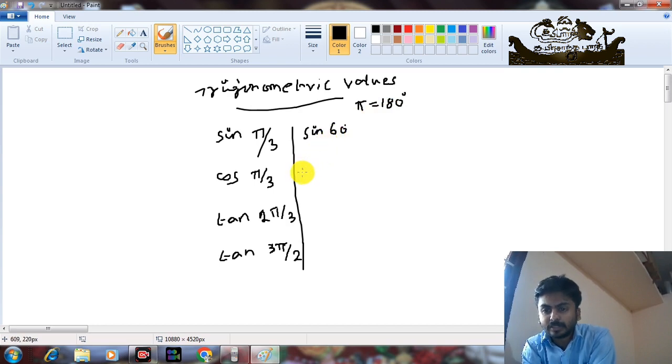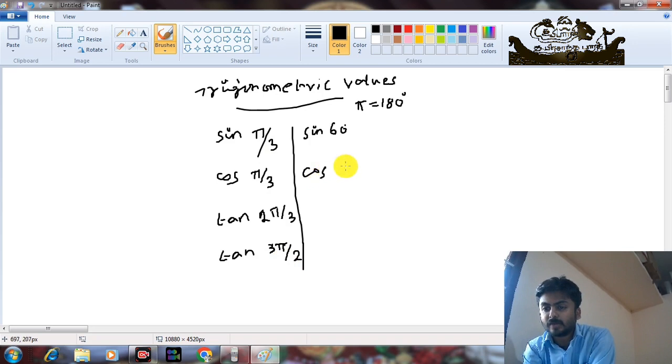So in trigonometry we are having two terms, one is radian and another one is degree. If you are taking it as radian, we will say sin pi by 3, cos pi by 3, tan 2 pi by 3 and tan 3 pi by 2. Whereas in degrees we will mention it as sin 60, cos 60, then tan, what is this? This is 120, and finally here it is tan 270. So we will write like that.